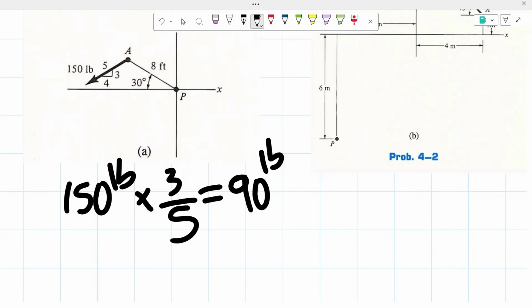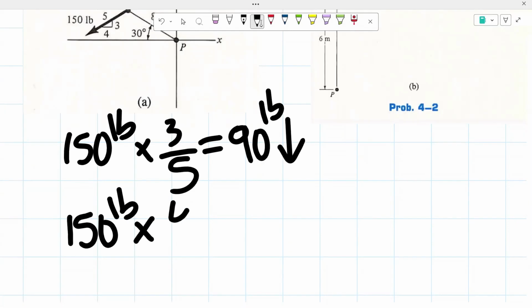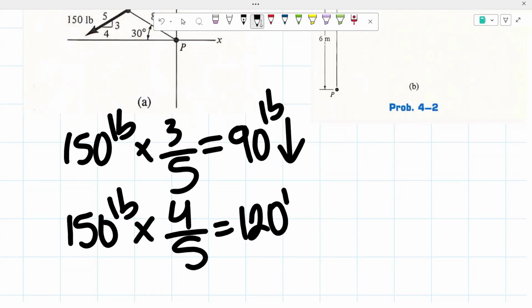And since it's vertical, it either has to go upwards or downwards. As you can see here, this force is slanted downwards, which is why it's going to be 90 pounds acting downwards. Now to find the horizontal force, we can multiply that 150 pounds by 4 over 5. So 150 times 4 over 5 is equal to 120 pounds.